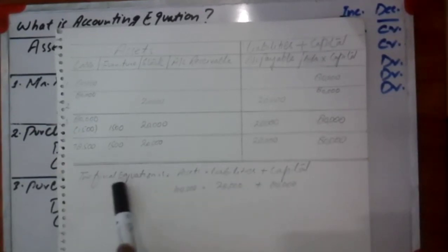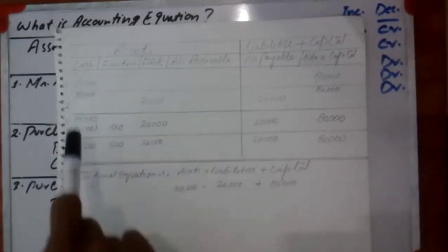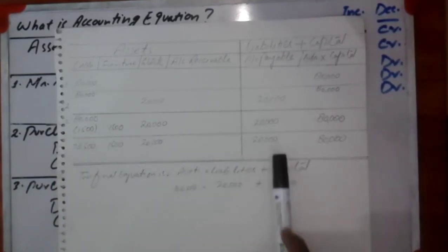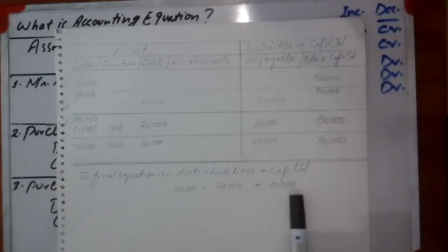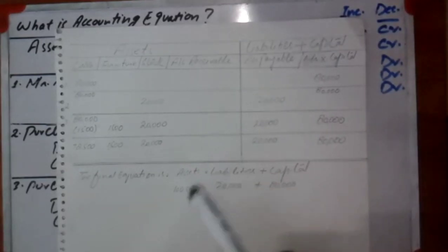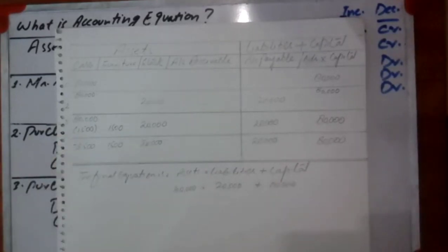So the final equation, assets is equal to liabilities plus capital. When you total the asset side, it becomes 1 lakh, and here 20,000 plus 80,000 also becomes 1 lakh. So hence we have proved that assets is equal to liabilities plus capital at any time in the business. They should be equal. Thank you very much.